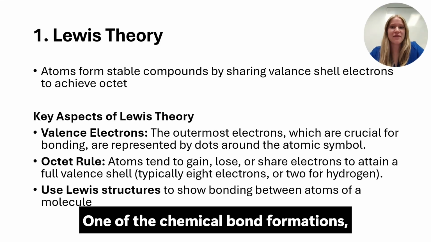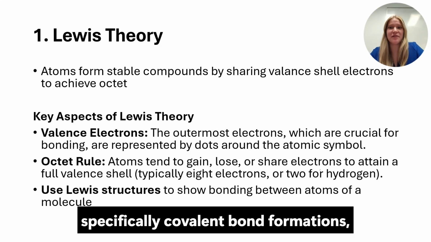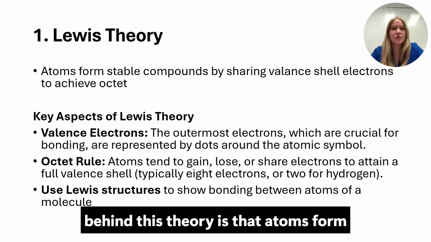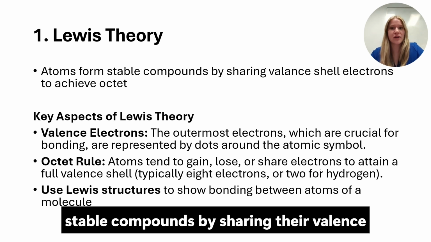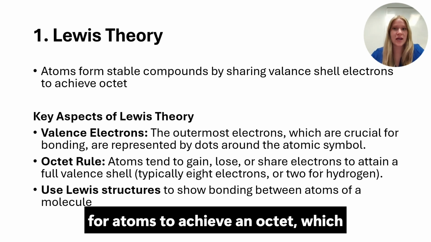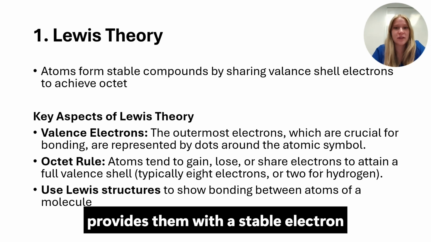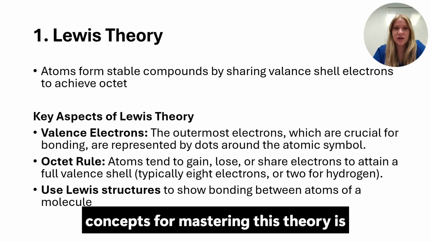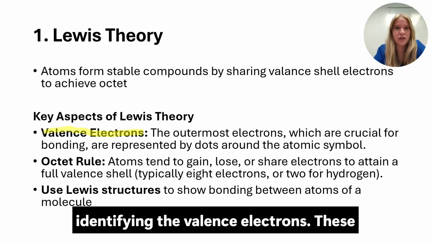One of the chemical bond formations, specifically covalent bond formations, that we're going to be looking at is the Lewis theory. The fundamental principle behind this theory is that atoms form stable compounds by sharing their valence electrons. The goal of this sharing is for atoms to achieve an octet, which provides them with a stable electron configuration. One of the most important concepts for mastering this theory is identifying the valence electrons.